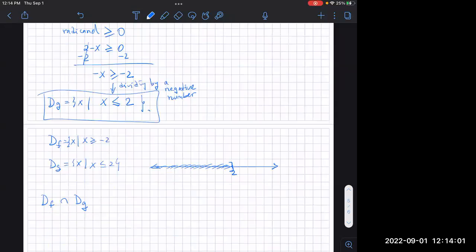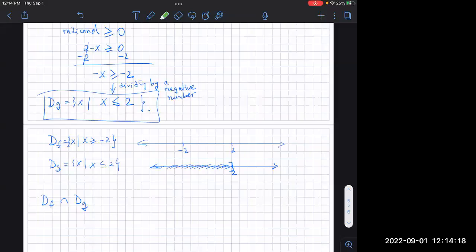Greater than or equal to negative 2. So I draw my real line. Imagine it's the same copy of that. So then if 2 is here, then negative 2 must be there. Okay, so do I include negative 2?